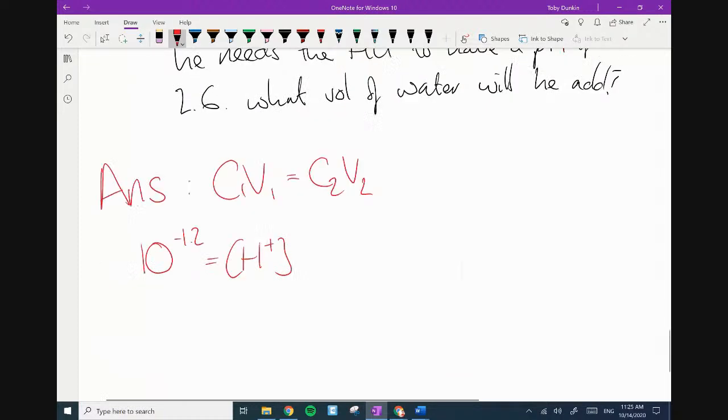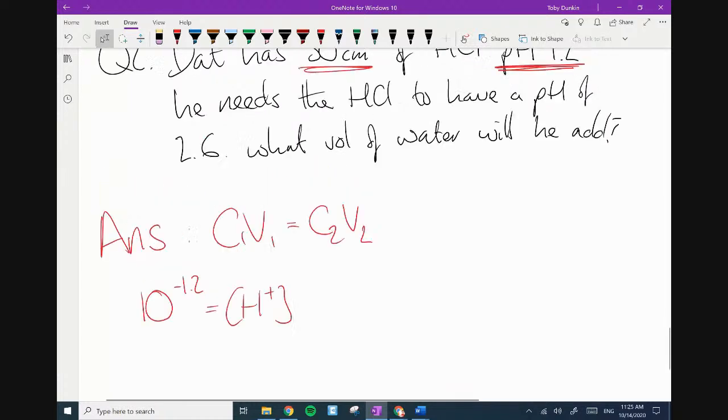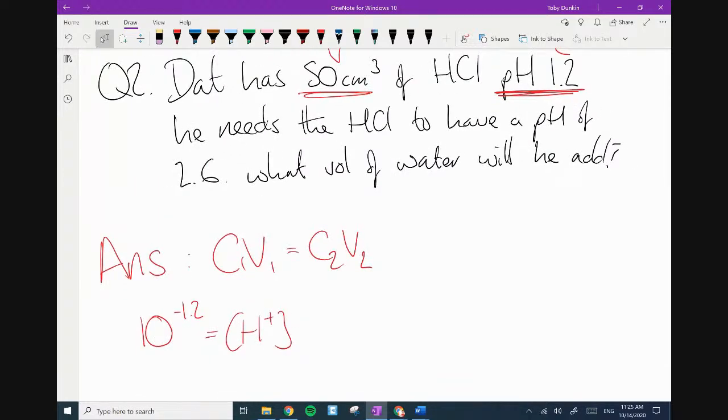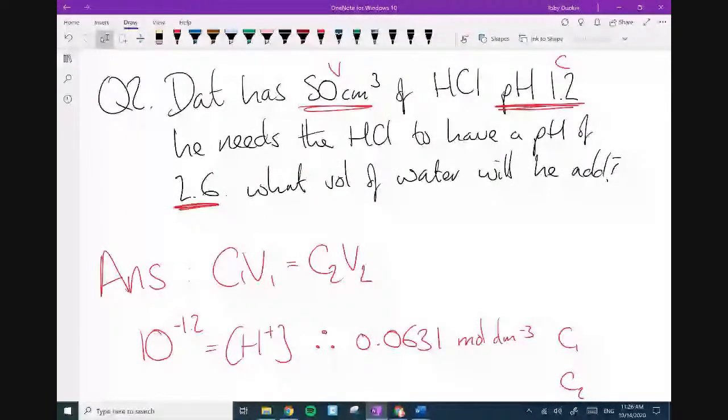Weird. Right, so on my calculator, shift 10 to the power of minus 1.2. Therefore, the concentration of H plus is 0.0631 moles per dm cubed. This is now C1. But now I need to find C2. I can't do this without C2, and they've given us a new pH. That's C1. This is C2.